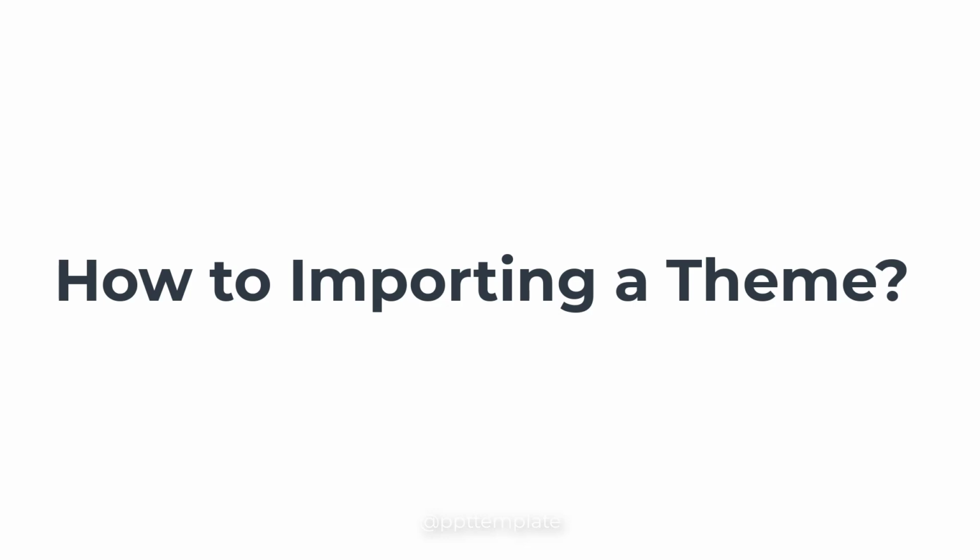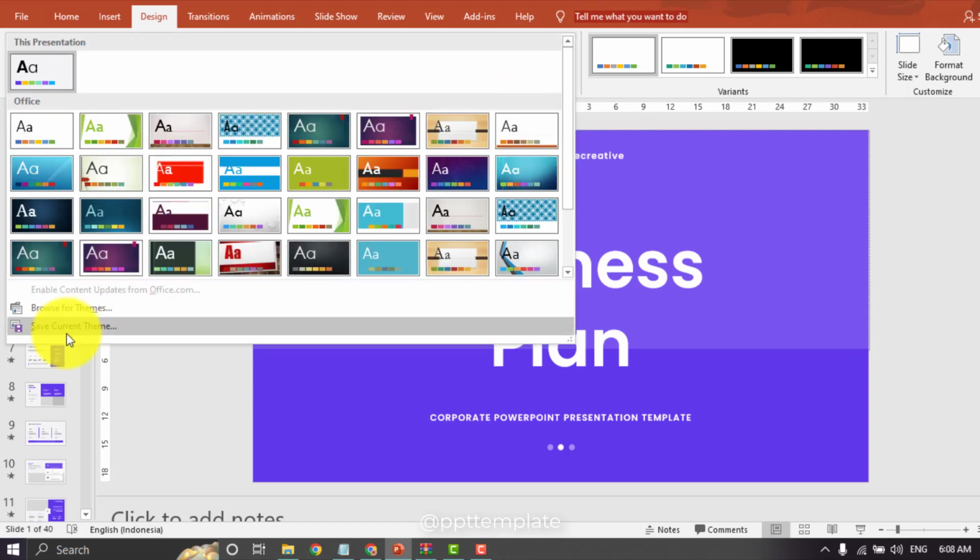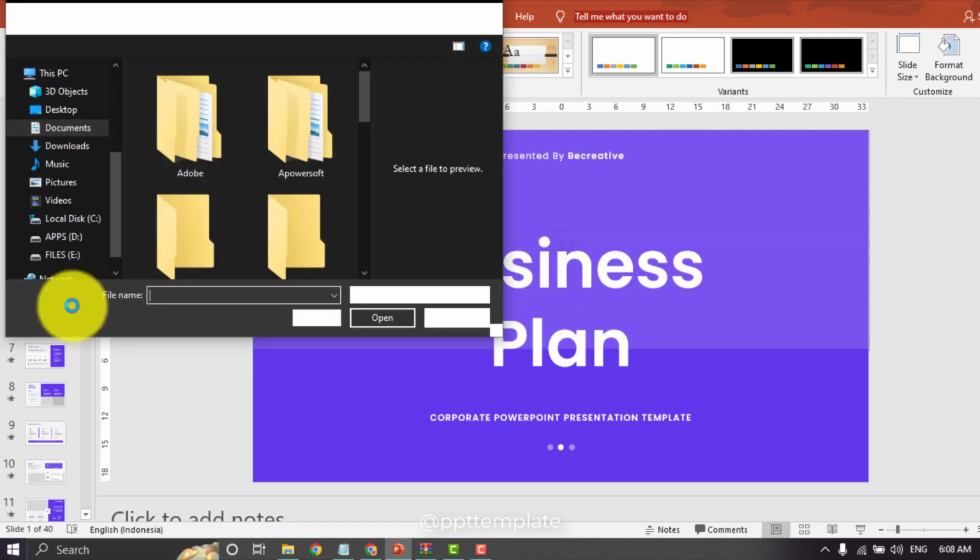How to import a theme. Open the Design tab. Click the bottom arrow. Click Browse for Themes.